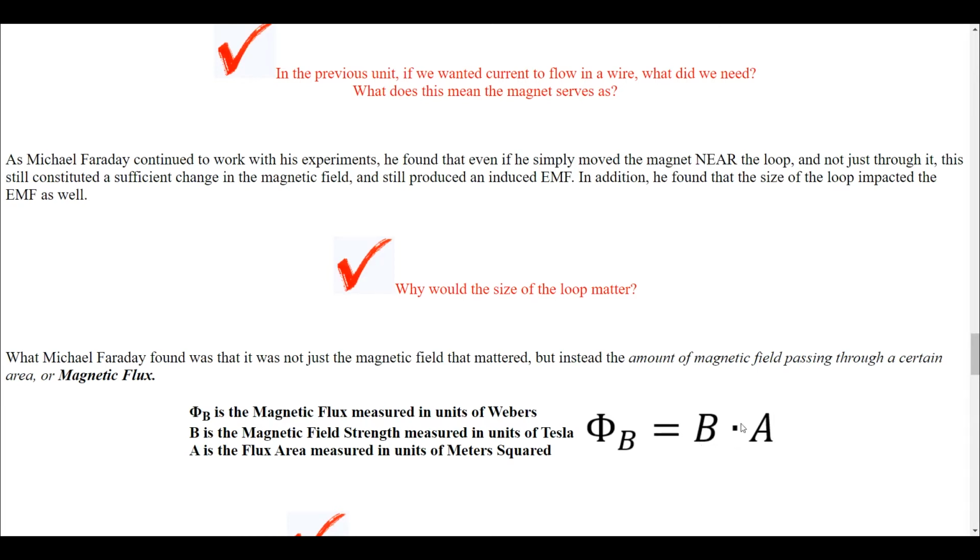But note that this is not just multiplied. This is the same symbol that we had back in our work unit. This is the dot product. So when you're finding magnetic flux, it is B dot A to get to your result.